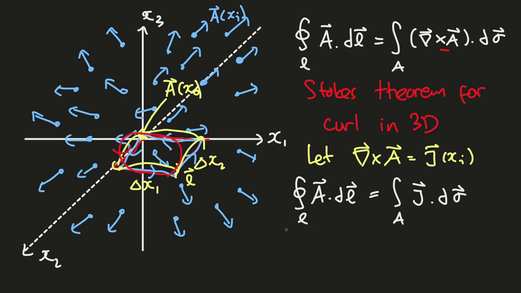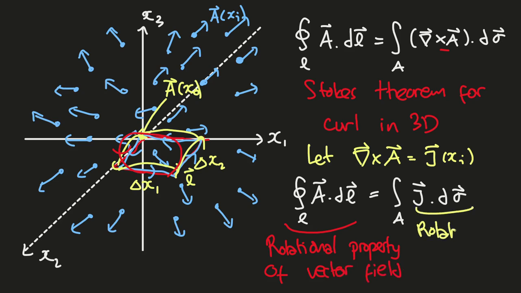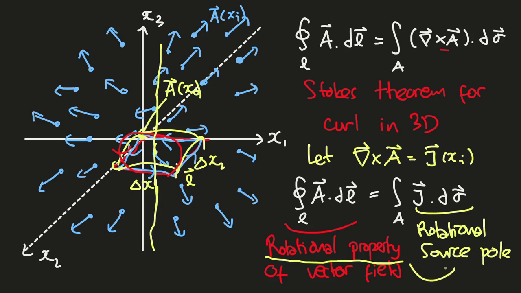Notice that the rotational property can be obtained from the left hand side integration, but for the right hand side, J is a rotational source as a pole, not as a point. It is a pole because this is a vector, so we can draw the pole here as the source of the rotational property of the vector field. So for a summary, I will split it into 3 categories: the differential form, the integral form, and the story behind the scenes.